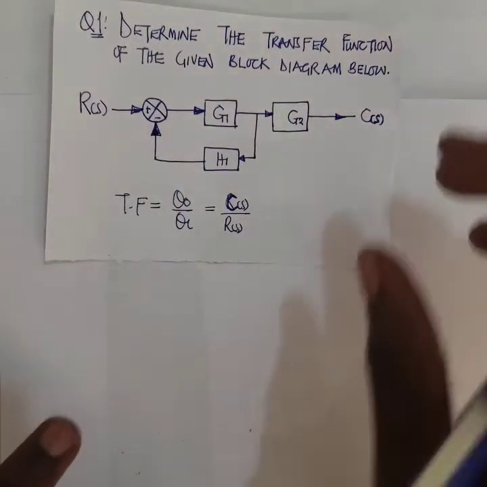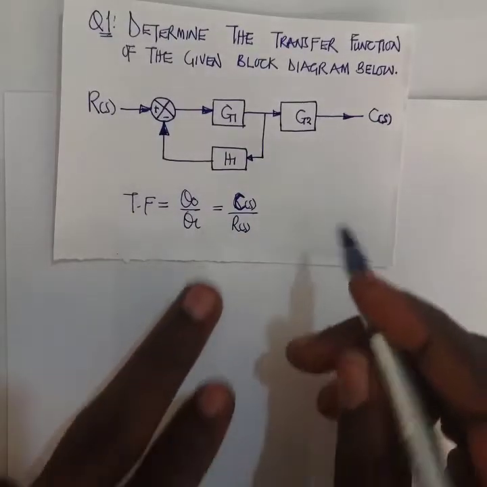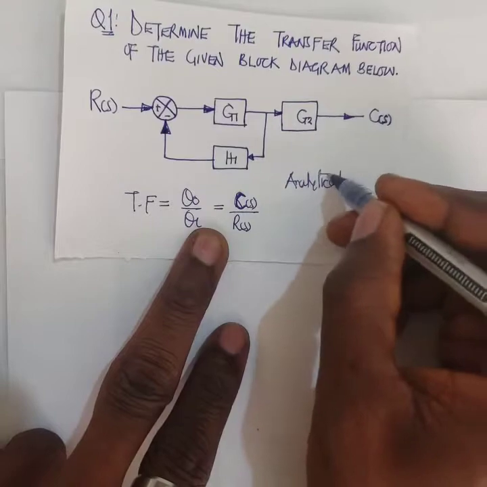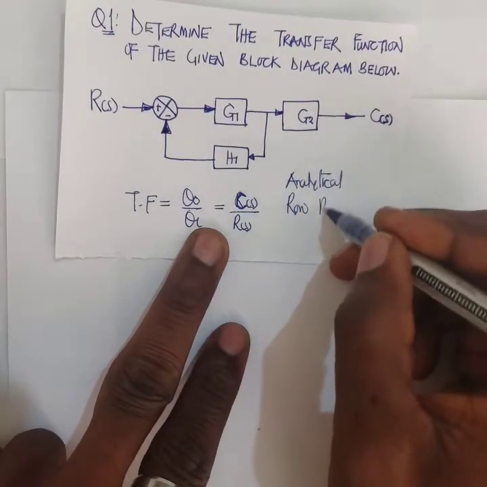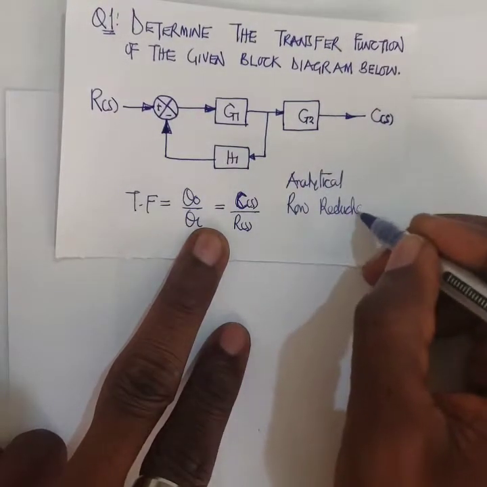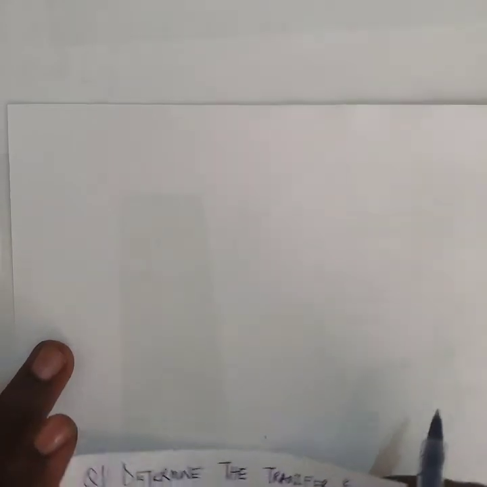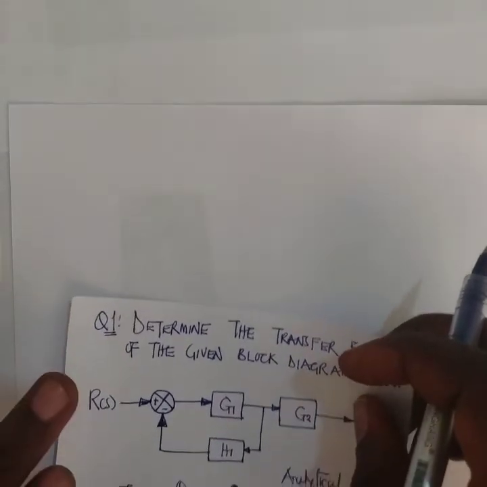So the first thing we need to do is draw. Now for this question I'm going to be using both the analytical method and at the same time I'm going to make use of row reduction to solve the question. So the first thing you need to do is to draw your diagram. So let's try and draw our diagram.